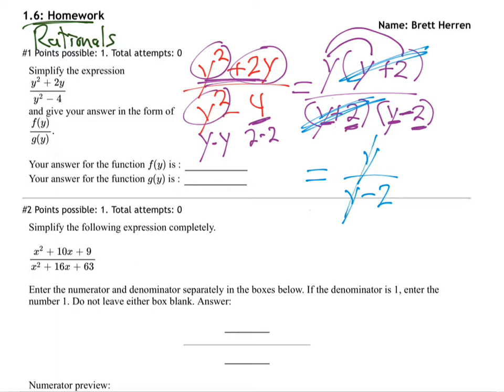Can I cancel these y's? No. The bottom is a package deal, so all or nothing, and we can't take all, so we take nothing. So we're just done right there. Now, I know in the homework, it looked like... Any other questions on that one?